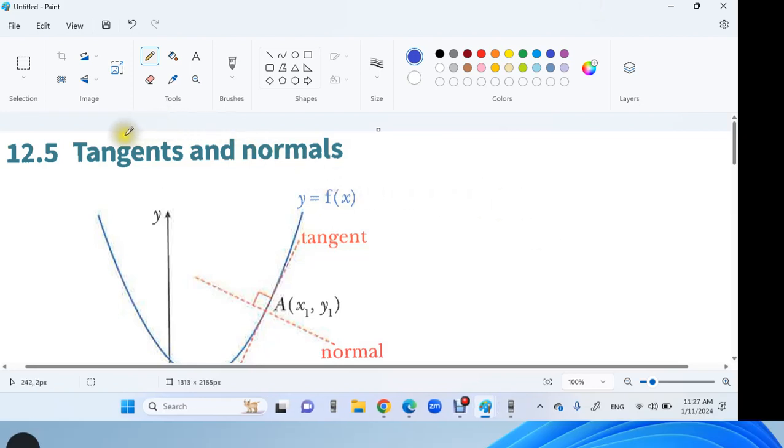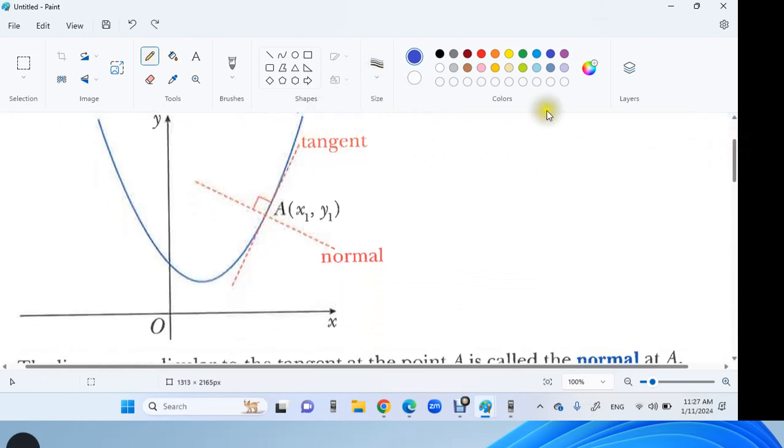We look at 12.5, tangent and normal. Okay, so over here we have a curve. For this curve y equal to f(x), we have a point A here, then we have a straight line that cuts the curve at one point, and that is the tangent.